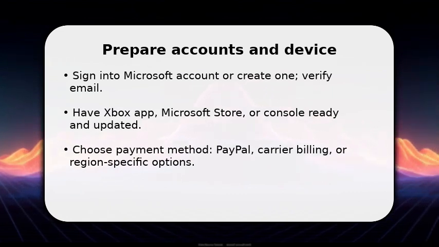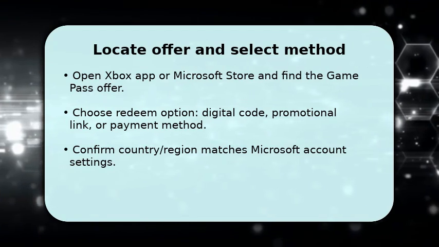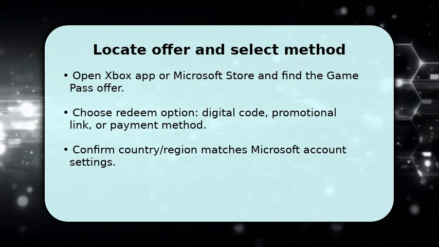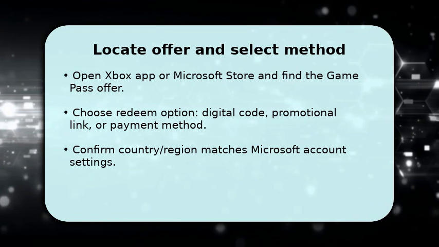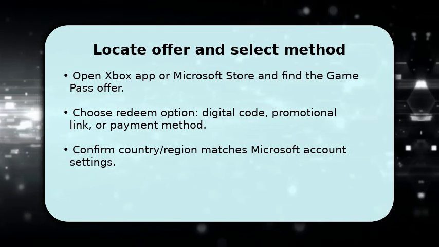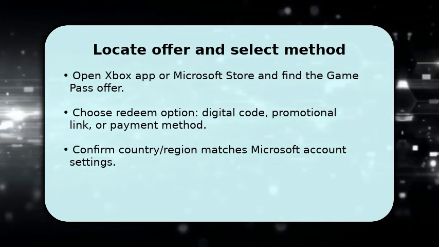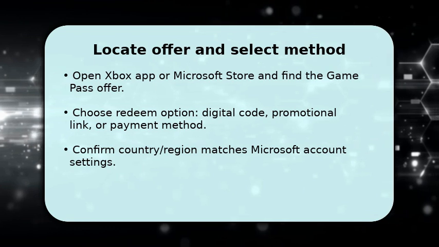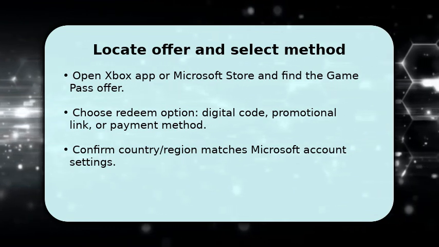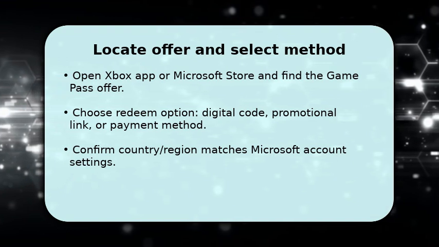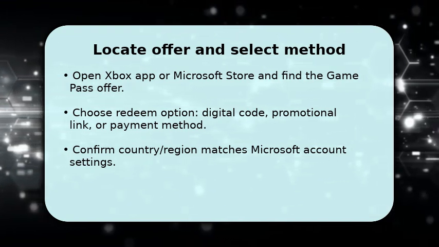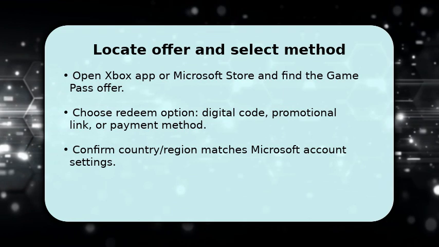You now find the actual Game Pass offer in the Xbox app or Microsoft Store. Search for the promotion and open its details page. Once visible, choose how to claim it: redeem a digital code, use a promotional link, or select the alternate payment option you prepared. Make sure your account's country/region matches the offer's region because mismatches block redemption.